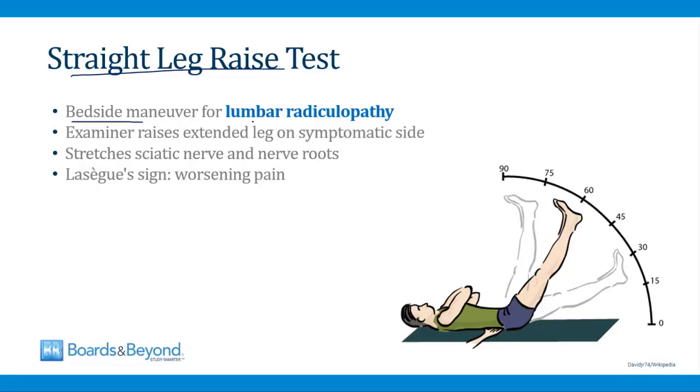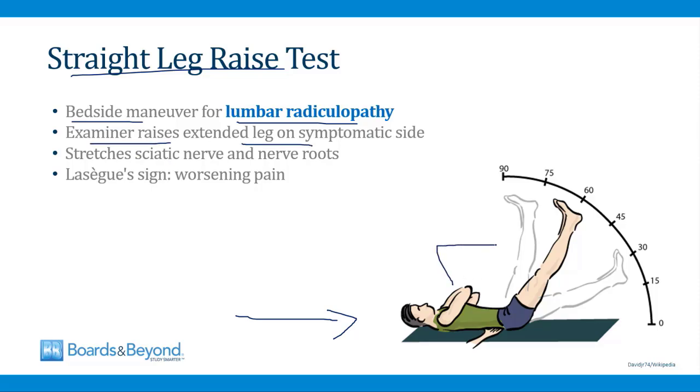to screen the patient for evidence of lumbar radiculopathy. This is often done in patients who have low back pain, especially if it's radiating down one leg. The way it's done is the patient lies on their back, usually on the exam table, and then the examiner raises the extended leg on the symptomatic side.